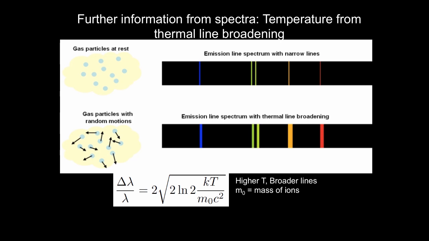Since there are billions upon billions of atoms moving in random directions, the actual emission line that we see will be an average of all those possible wavelengths.